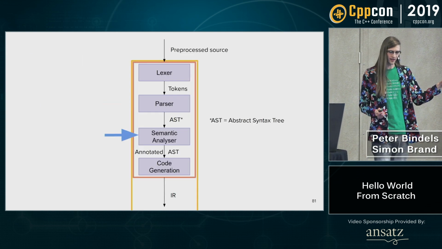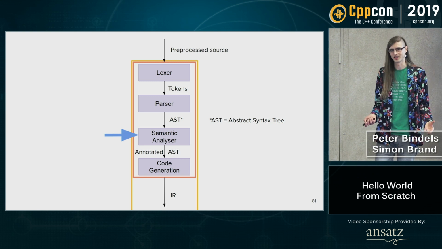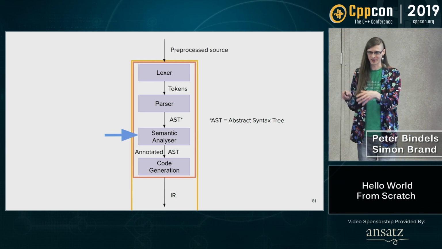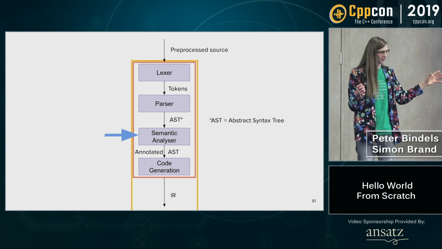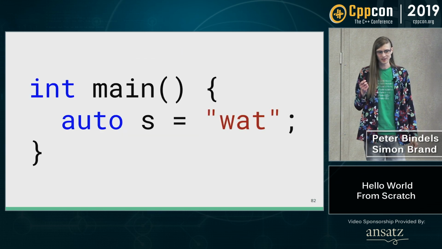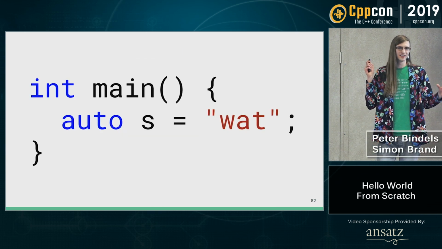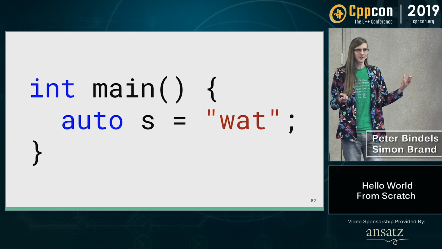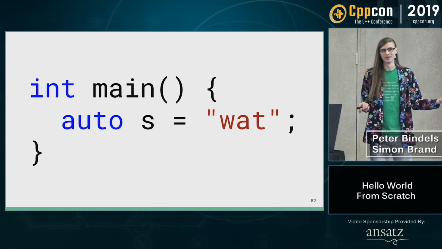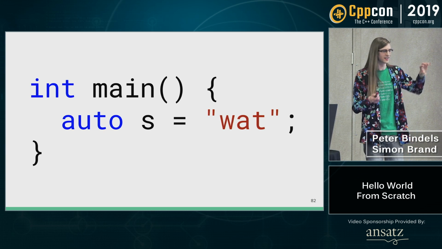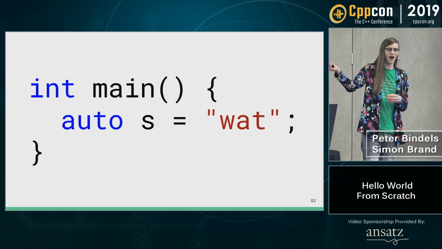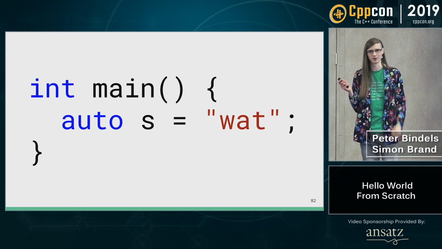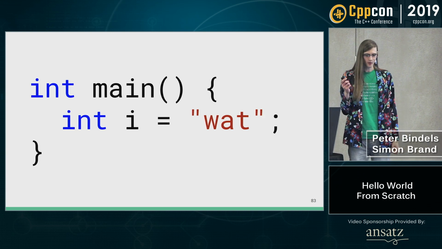Okay, so now we have our AST, and we're going to do semantic analysis. We're not going to spend a lot of time on this because this is very much tied to specifics of the language, and it's not as interesting as some other parts. So this program, if you look at it, does it make sense? Is it doing anything? I mean, it's a valid program, and it would compile. It wouldn't do anything, but the syntax is okay, and we can initialize this S, which has a deduced type. But then, what about if we change it to this?